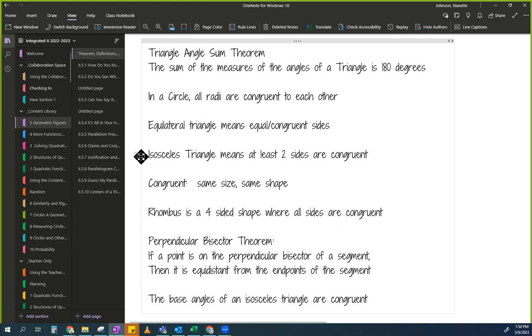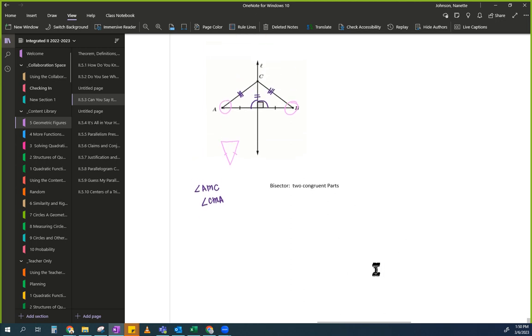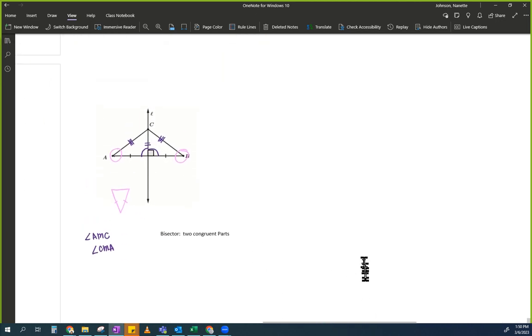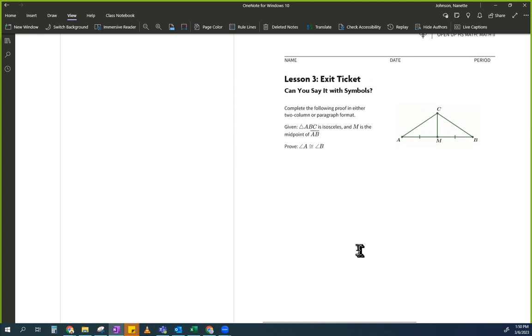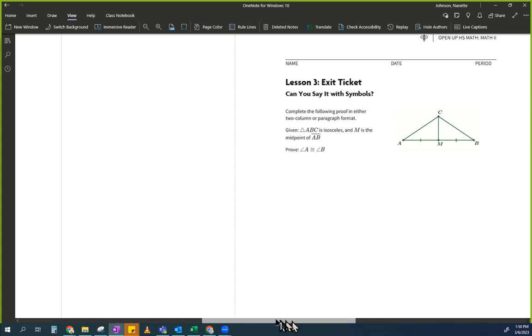The best way to get this stuff in your head is by using it over and over again. So over here, when you're doing your exit ticket and your ready, set, go, make sure you're using this information, right? Like look at this. It says complete the following proof in either 2-column or this. It says given that ABC is an isosceles triangle and M is the midpoint, prove that angle A is congruent to angle B. So this is going to look very similar to the proof that we wrote together, except for now we have angle A and angle B, which is why I didn't finish it, because here it is. Your goal is to write a proof.